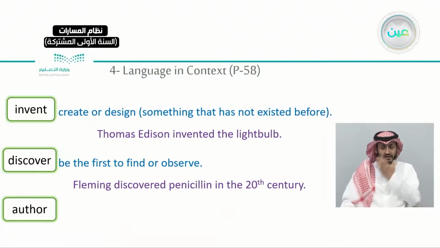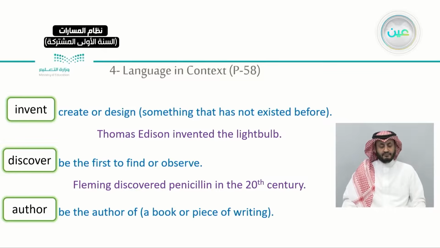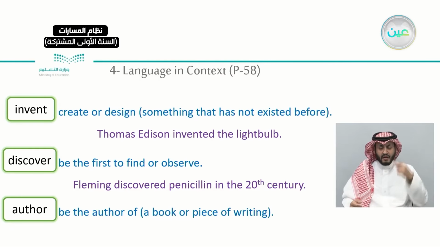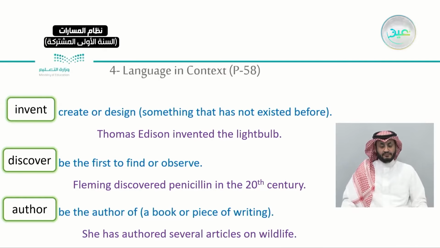Then the idea of books, which is to author. Author is a noun and a verb. We will work with it as a verb. To author, to be the author of a book or a piece of writing, is to write. To write your own book. Like Ibn Sina when he authored the book. She has authored several articles on wildlife. She has written, authored. Authoring, to be the author of something or to write.